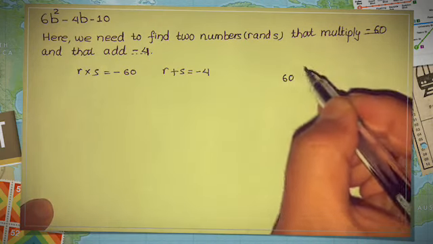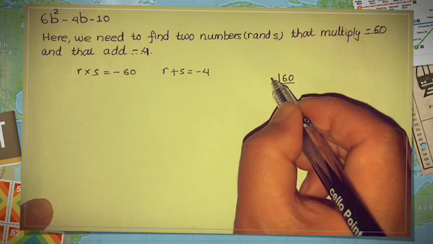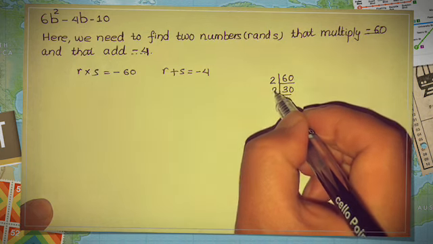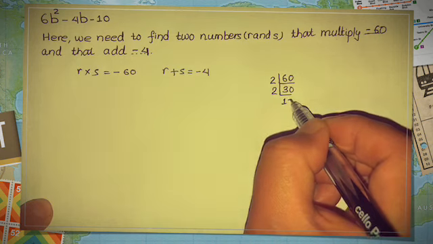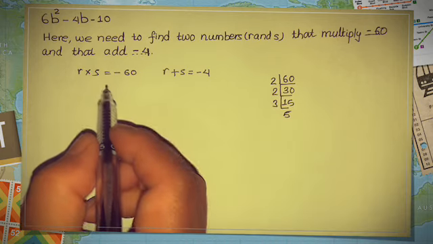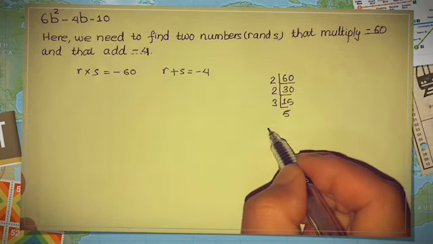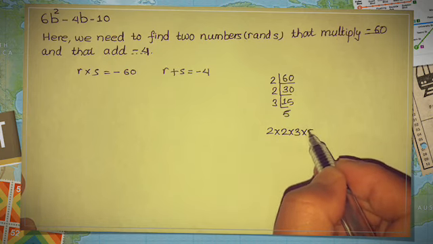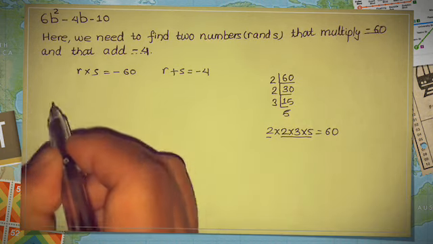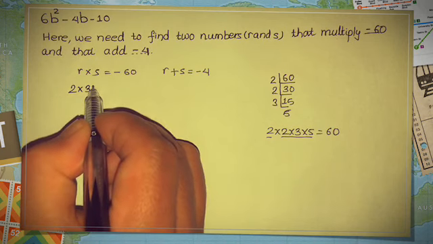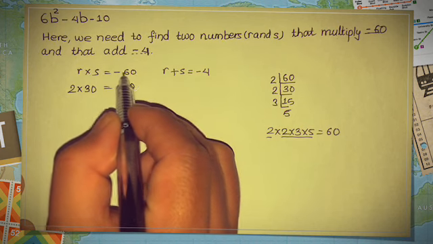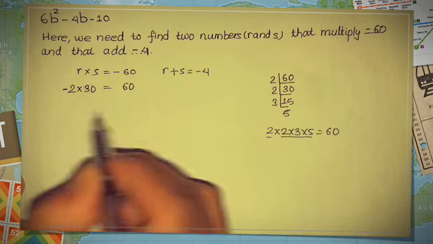To get the two numbers, we have to use the factors of 60. We do prime factorization, and this gives you all the possible factors of −60. Now 2 × 2 × 3 × 5 equals 60. So look at this, 2 and the remaining is 30. So 2 × 30 is 60, but to get the condition −60, one of the numbers should be negative.